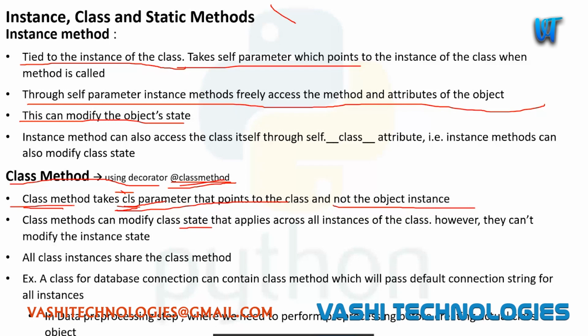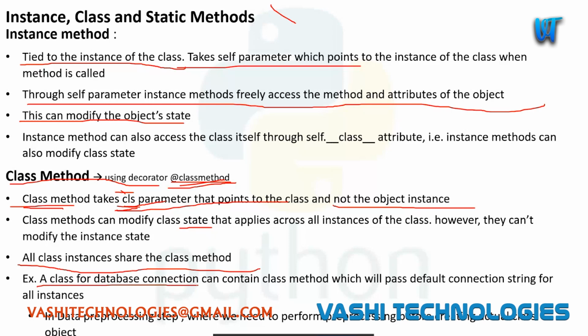So all class instances share the class method. As I said, whichever instance we are creating from this class, this class method will be shared across them. You have seen class variables, right? Class variables are static variables where the state is shared across all instances. This is the same. This class method will be shared across each and every instance.